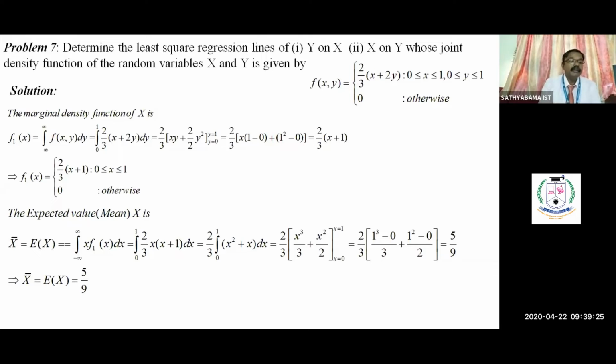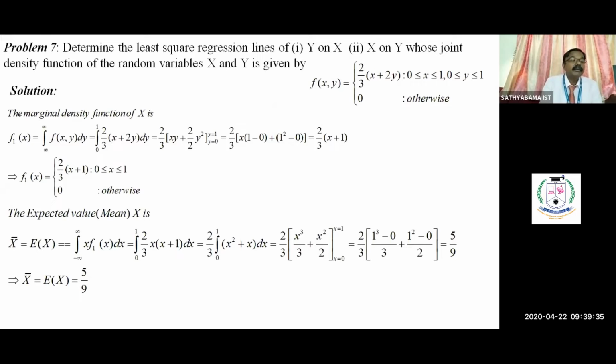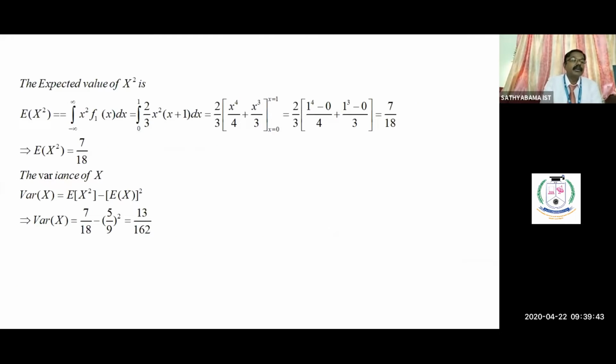In the same way, we have to find the marginal density function of x. We are finding expected value. Earlier we found the expected value of x. Now we are going to find the expected value of x square. Same definition: in the place of x, we have to replace by x square.